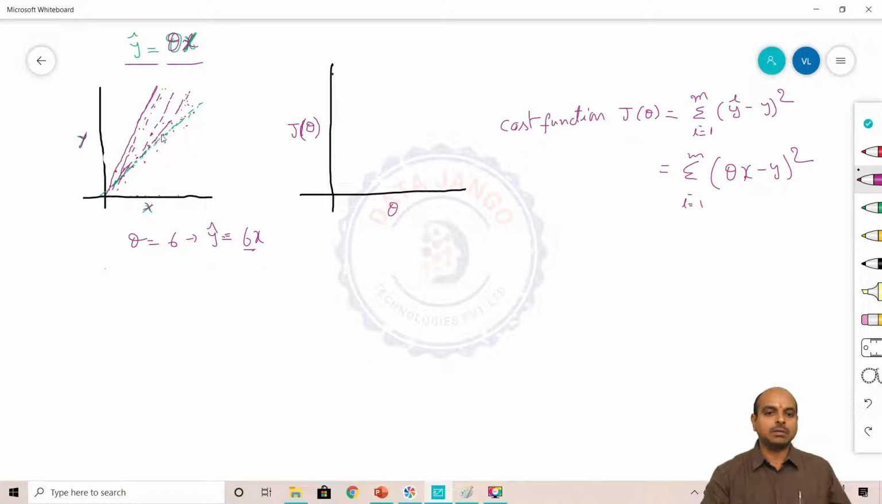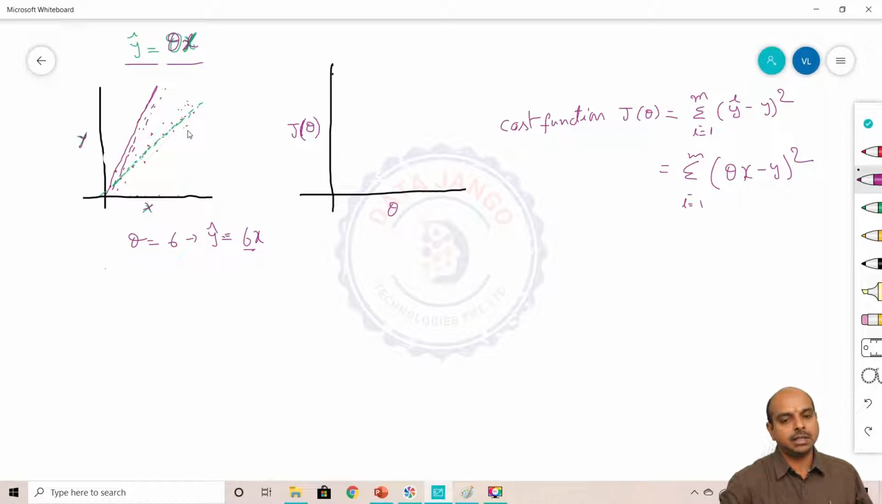I know it's a random line, right? Initially the gradient descent chose a random line, and then it is trying to move towards that green line, the global minimal error place. So it should know the direction, right? It should know the direction in which it should move.